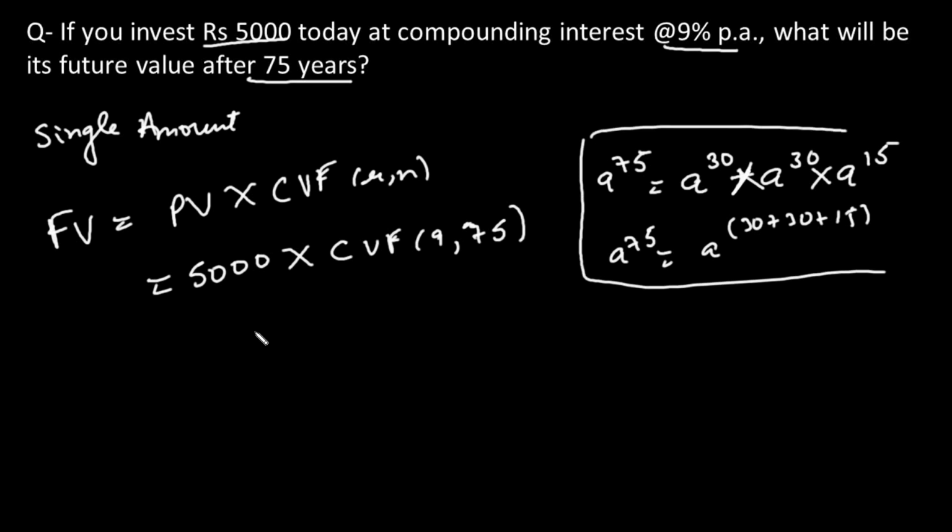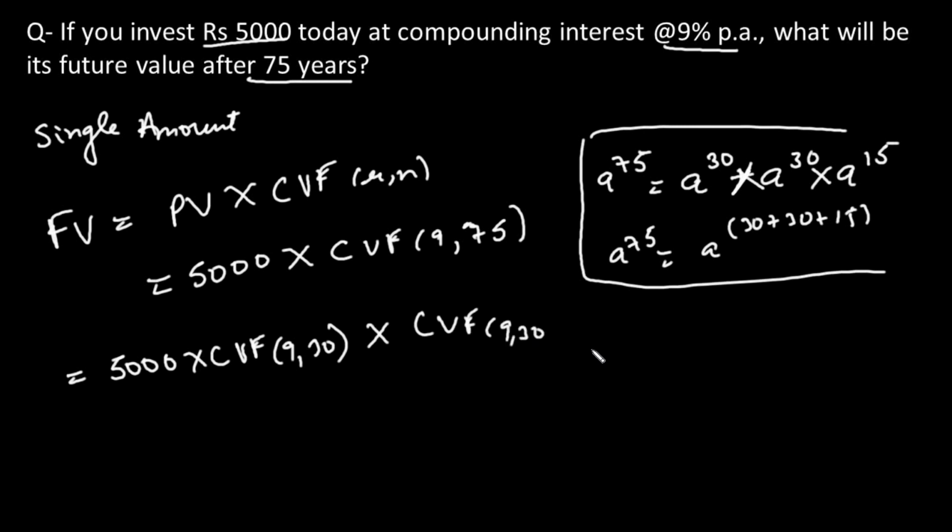So we'll use the same logic where we will calculate the CVF separately. So 5000 into CVF for 9 and 30 first, then CVF for 9 and 30 again, then CVF for 9 and 15. So we can look into the values at 30, 30 and 15. So अगर हमारे पास बहुत बड़ी कोई value है, so we can break it down like this.